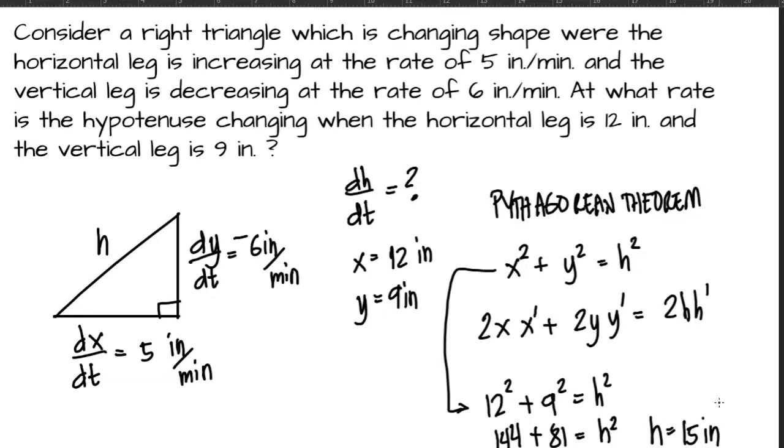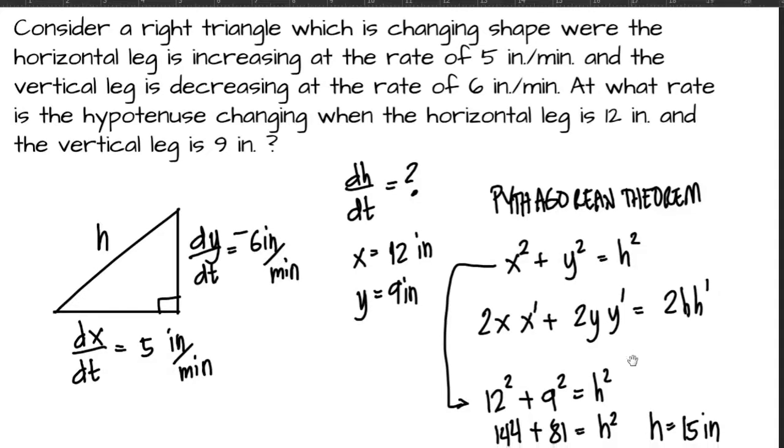Okay, sakto. So, 15. With that, guys, balikan tadi ang aton itong aging implicit differentiation. May x na ko, 12. May x prime ko, 5. Y, 9. Y prime, negative 6. May h ko, 15. So, sa tanan, ang h prime na napangitaon ko.